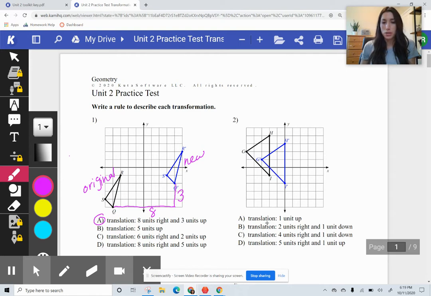Now you're going to try answering question 2. From the original figure to the new figure, how many units up, down, left, and or right are you moving?